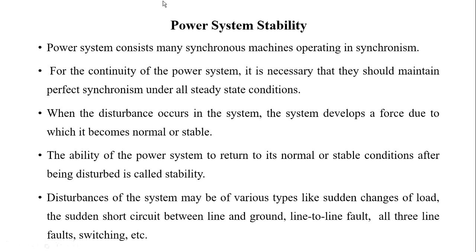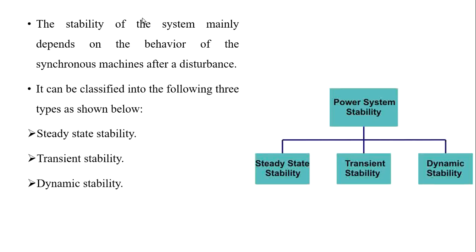The disturbances occurring in a power system are of various types. Examples are sudden changes of load, sudden short circuit between line and ground, line to line fault, all three lines fault, switching, etc. These are the normal disturbances occurring in the power system. Even when such disturbances occur, all the generators in the system should work synchronously to maintain system stability. The stability of a system mainly depends on the behavior of the synchronous machine after the disturbance. Depending upon that, it is classified into three types.